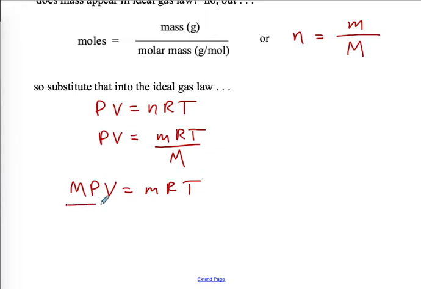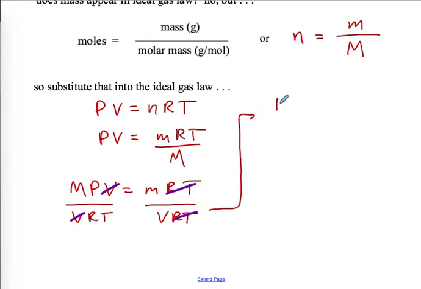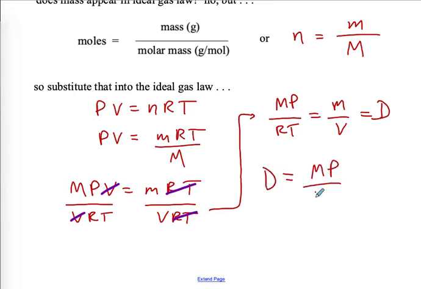Let's divide both sides by volume times RT, and I see that volume cancels on the left-hand side, and RT cancels on the right-hand side, and that gives me, as my rearranged expression, molar mass times pressure over RT is equal to mass over volume. But what's mass over volume but simply equal to density? So from that we derive the equation density equals molar mass times pressure over RT. So we've derived an equation that shows how the density of a gas depends upon its molar mass and the measurable properties pressure and temperature.